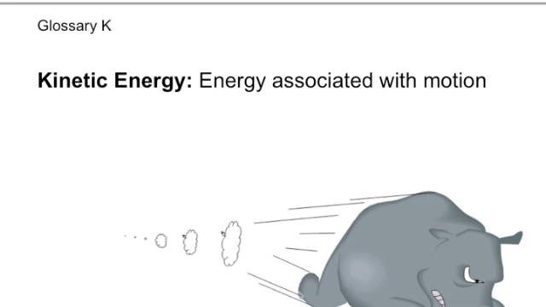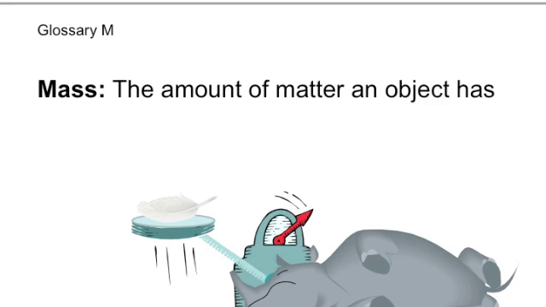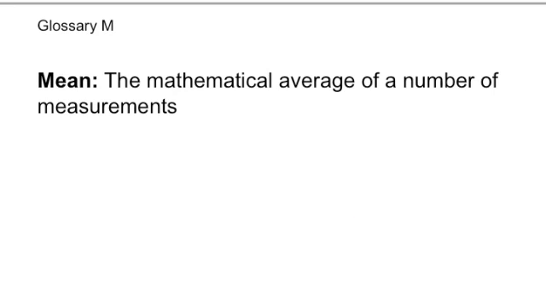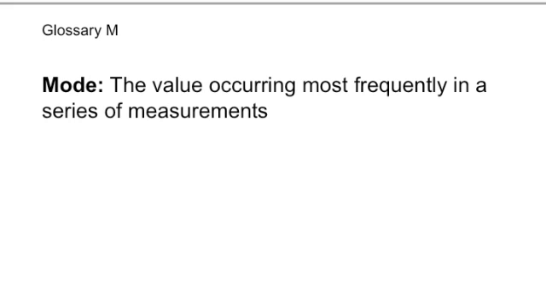Kinetic energy, energy associated with motion. Laws of motion, 3 laws formulated by Sir Isaac Newton that describe how objects move in relation to the forces acting upon them. Mass, the amount of matter an object has. Mean, the mathematical average of a number of measurements. Median, the middle value of a number of measurements. Mode, the value occurring most frequently in a series of measurements.